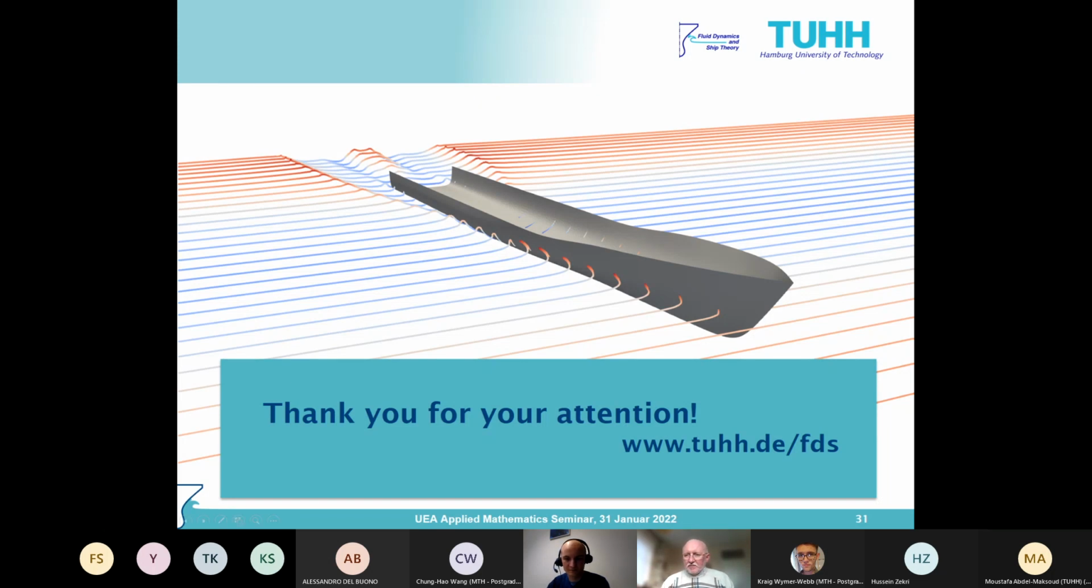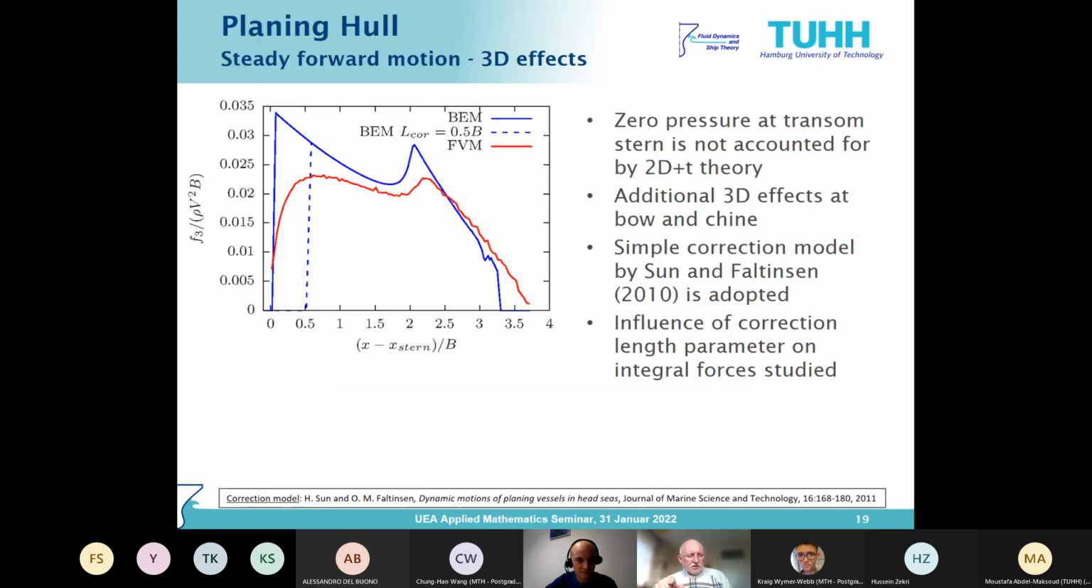Patrick, may I start questioning you? Sure. In slides 19 and 20, you showed the so-called big L correction, I believe. So it was like 20% of beam, 90% of beam. What's that? You see the second line, this one, boundary element method L correction equal to 50% of B. What's that?